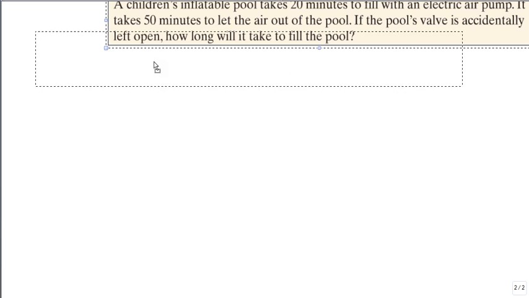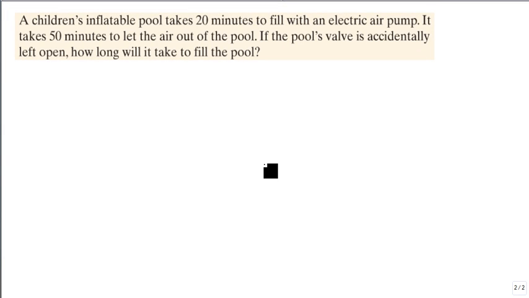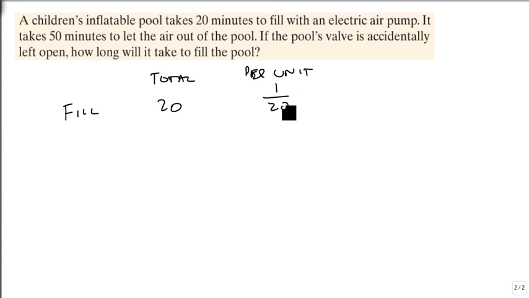Now when we're working on a work against problem, we have to remember that the two things are fighting and competing over some resource, which means they're not going to add together, they're going to subtract. So we're going to look at a fairly straightforward example of a children's inflatable pool. And it takes 20 minutes to fill the pool, which means that its per unit is 1 over 20.